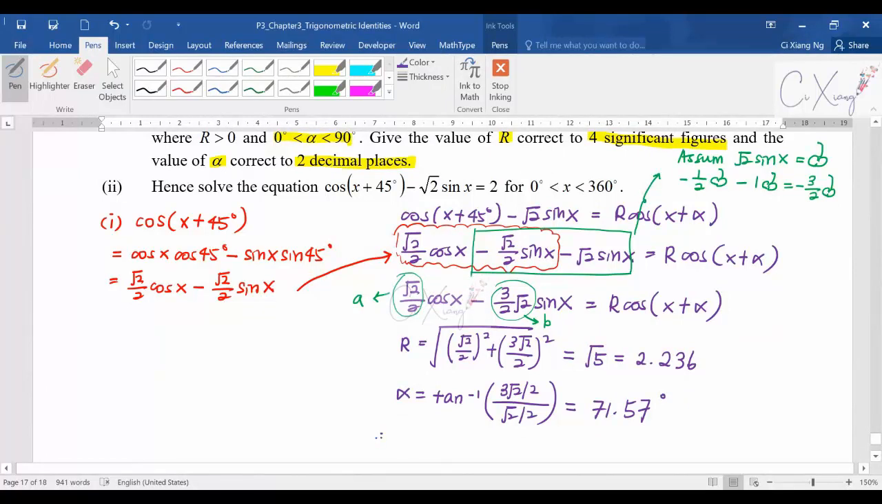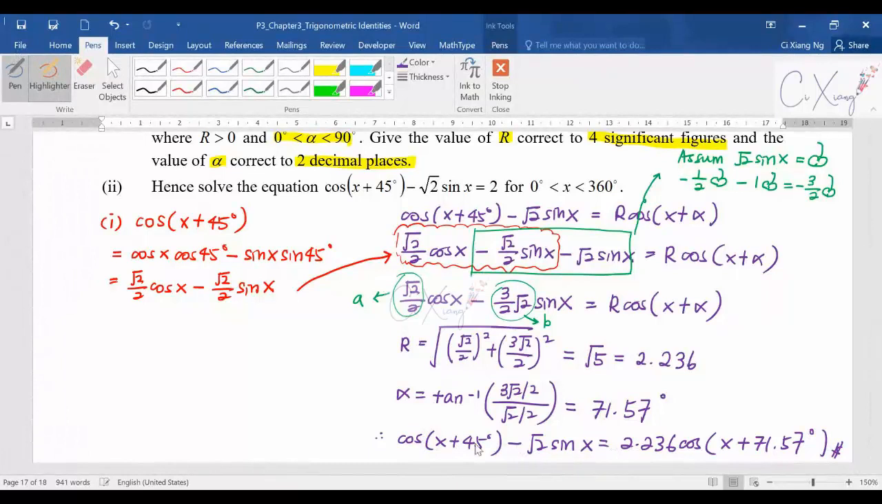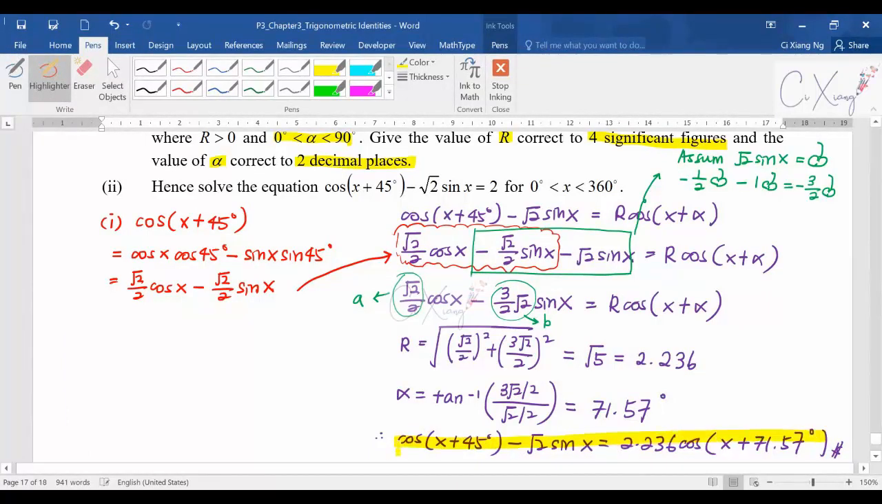Therefore, cos x plus 45 degrees minus square root 2 sin x should be equal to 2.236 cos(x plus alpha). Okay, so the beginning part is a bit complicated because you need to substitute everything and rephrase. But generally, when you want to find the value for R and also alpha, it is actually very simple, very straightforward. So this is what we have for part number 1.